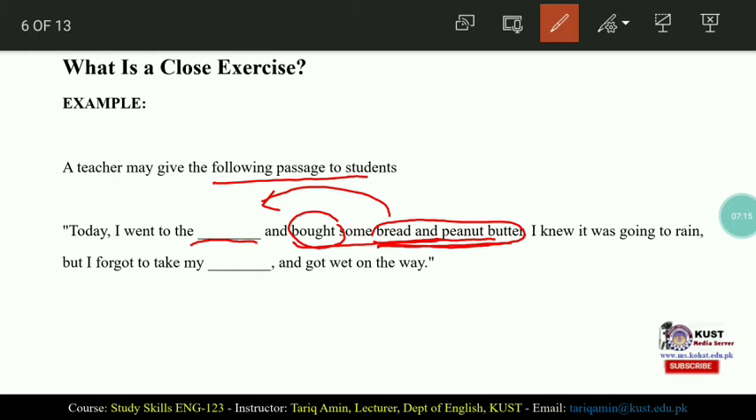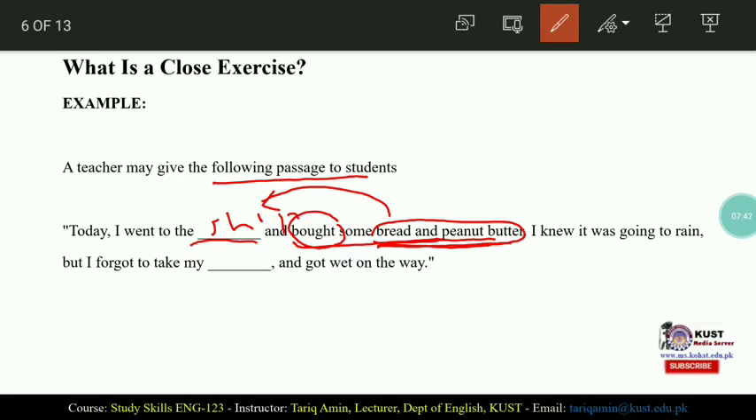We know where we buy bread and peanut butter. So when you say that I went to the blank and bought some bread and peanut butter, it means that I didn't go to the bank, I didn't go to my class, I didn't go to my school, but it means that I went to the shop, because it is the shop where we buy bread and peanut butter.